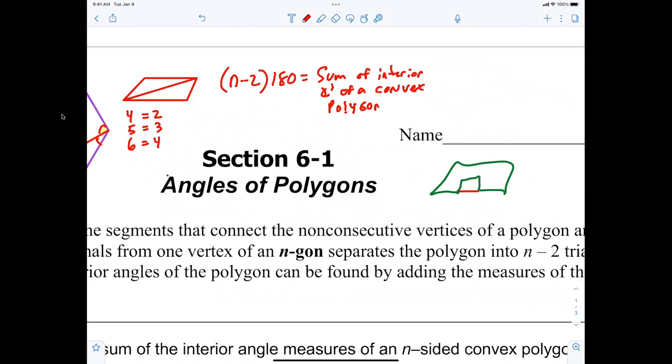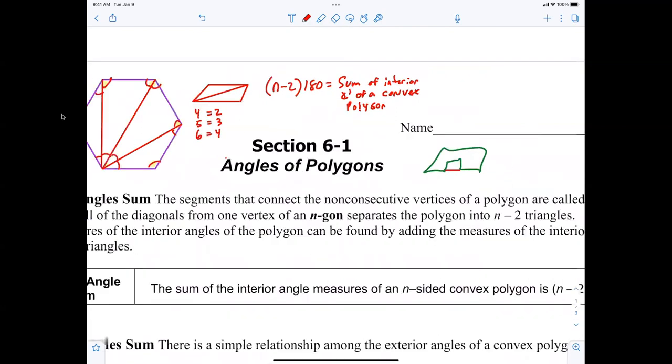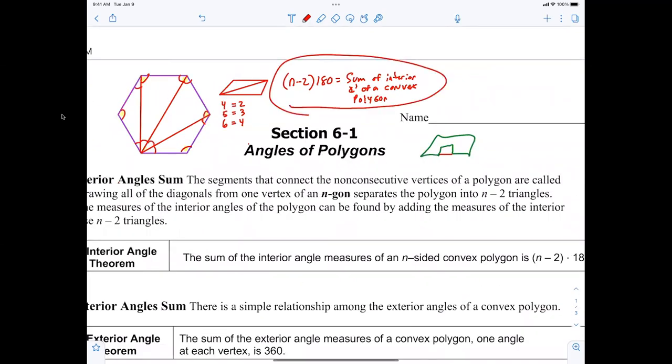All right, so listen, and I mean this. It is a formula. That's all. n minus 2 times 180. That's the sum.